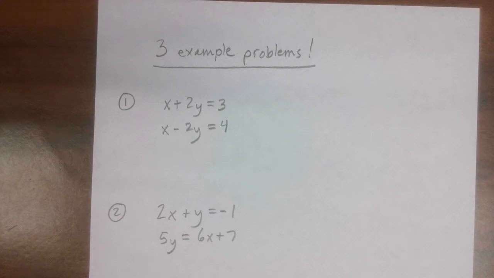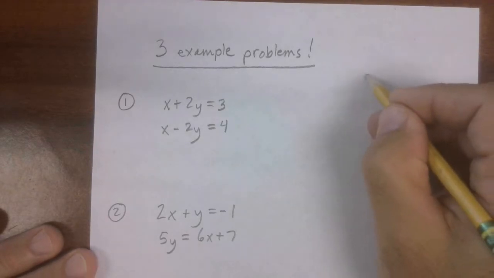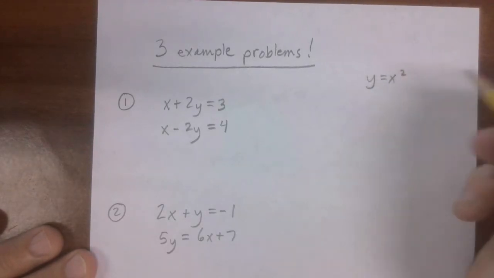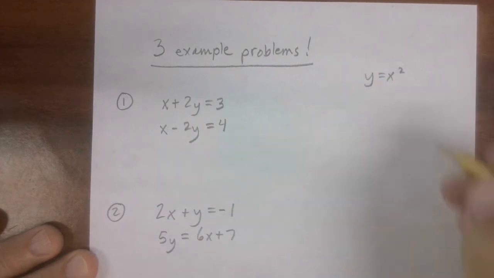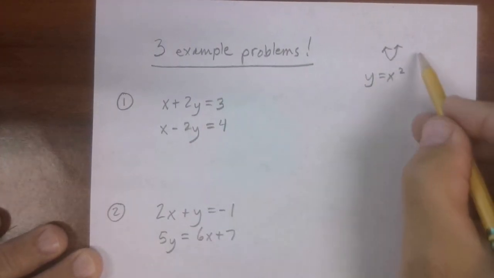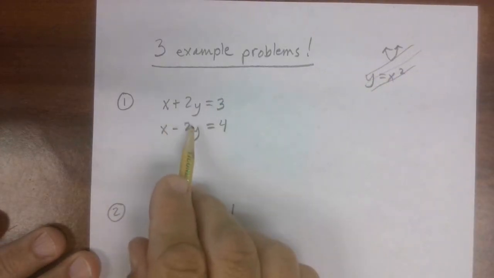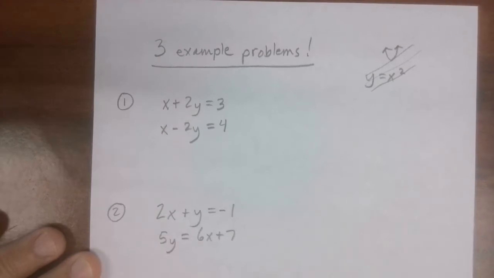Okay, I got three sample problems. So, again, what are we doing? We're solving systems of linear equations. Now, linear means line. If we had y equals x squared involved in there, that's a parabola, and that's a whole different thing that happens there. But we're not covering that today. Just got a pair of lines here, trying to find out where they intersect.